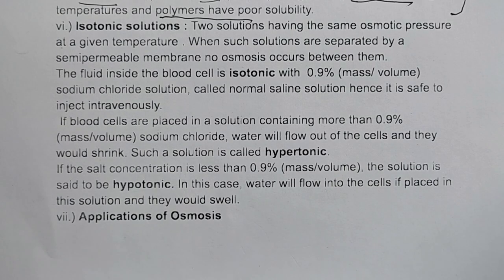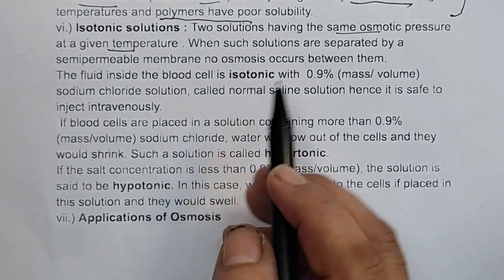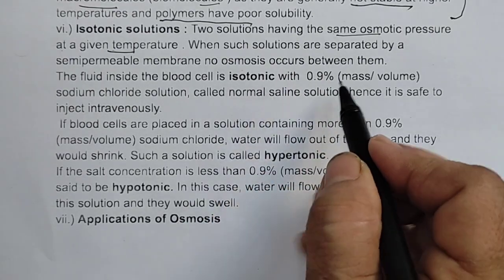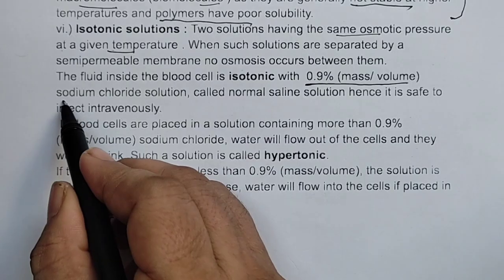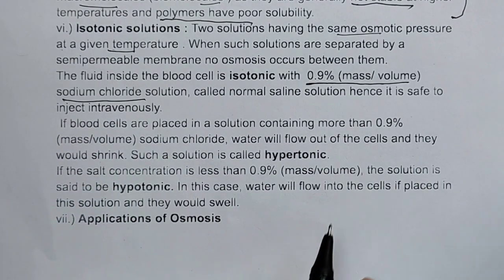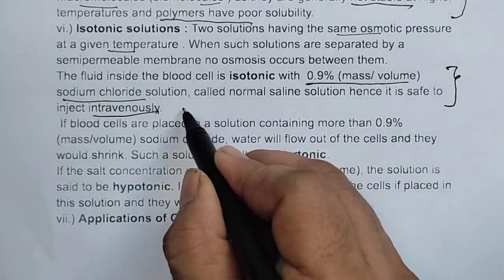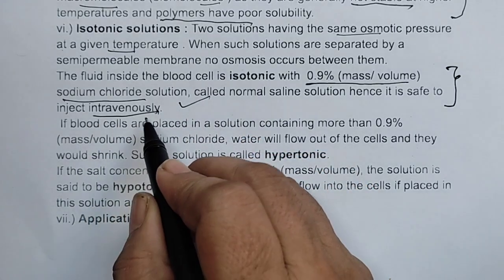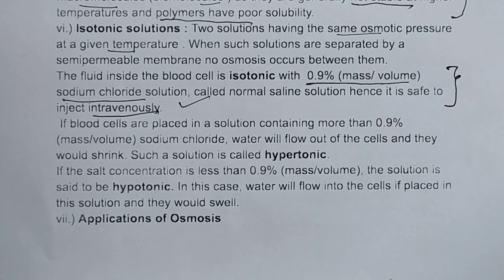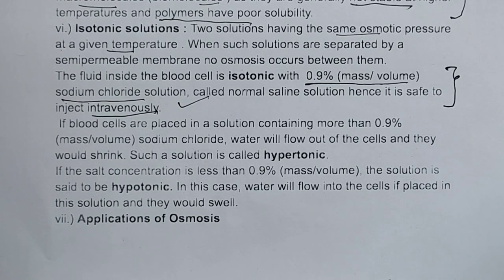Another thing better here is isotonic solutions. Isotonic solutions are those which have the same osmotic pressure. So there is one important thing, that is blood is isotonic with 0.9% NaCl solution. Blood is isotonic with 0.9% weight by volume NaCl solution. That's the reason why this is used for saline solution. This is used for injecting intravenously, right? Because it's isotonic. Otherwise, there will be shrinkage or maybe swelling up of the blood cells. Okay, I'll just explain it here.